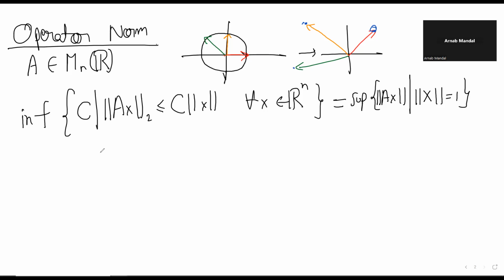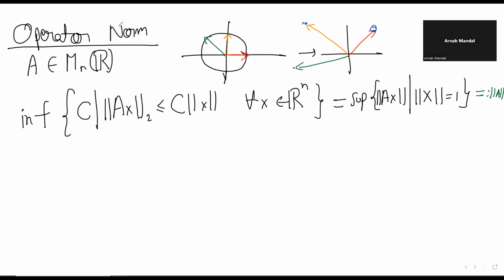What I wanted to do is to show, let me write the main thing. This left hand side is known. It is the right hand side which we are trying to define. This is the norm of A. This is the definition of the norm of A.